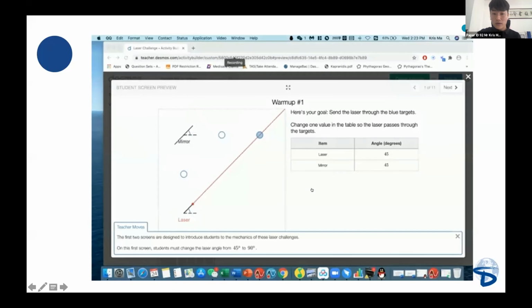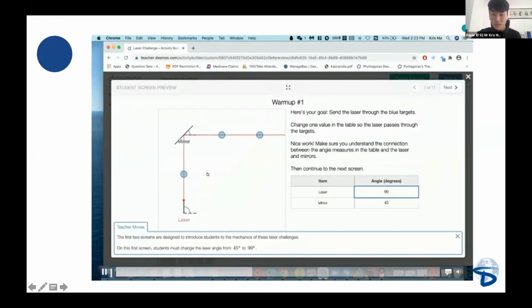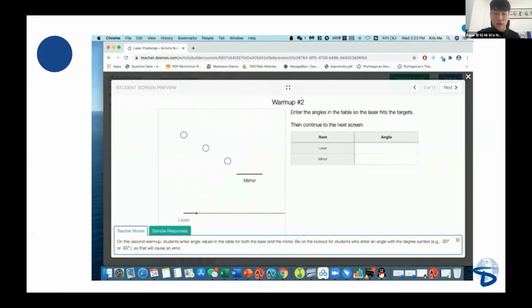The game just requires you to change the degree, the angle of the laser and the mirror, so that the lasers will pass through all the so-called balls. All right, students found it very interesting. You can finish this game by trial and error. They can also finish the game by using the knowledge they have learned in class. So it's very helpful for us to create a very engaging class environment.